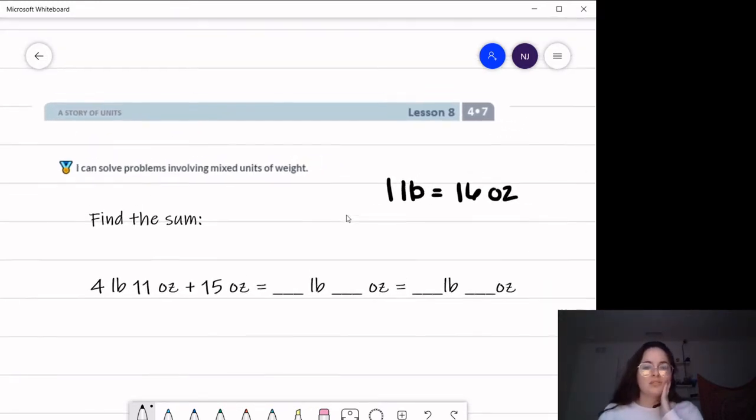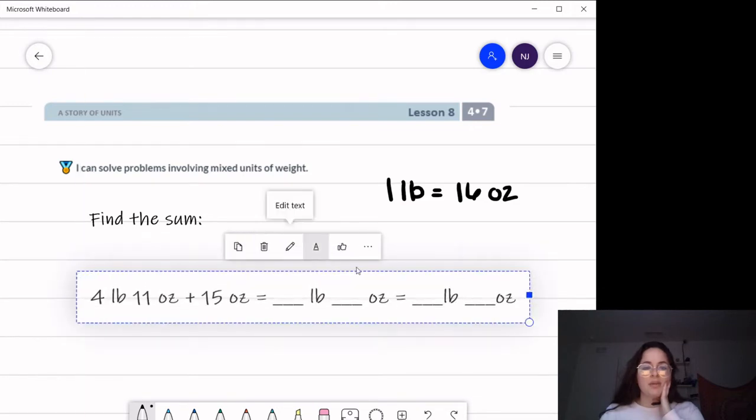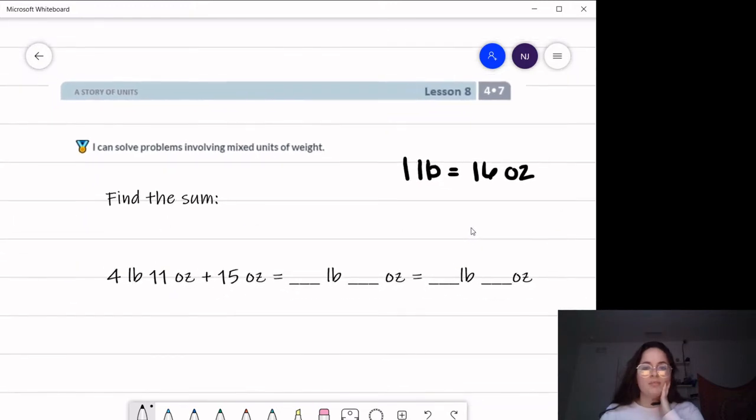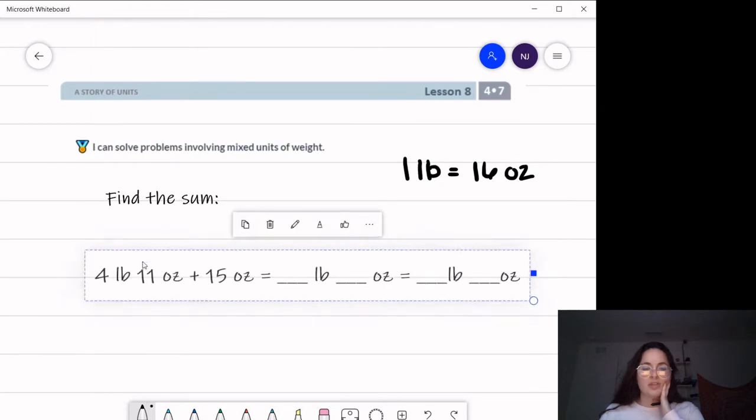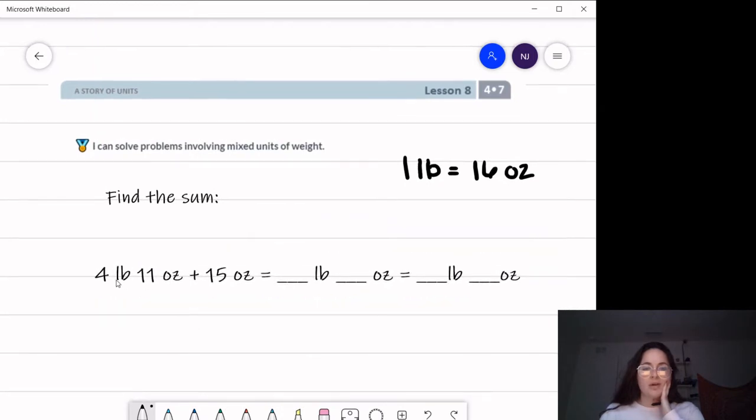So let's take a look at our first question here. It says find the sum. Remember, sum means the answer to an addition problem. So we're going to be finding the answer to this addition problem here. So we've got 4 pounds, 11 ounces plus 15 ounces.